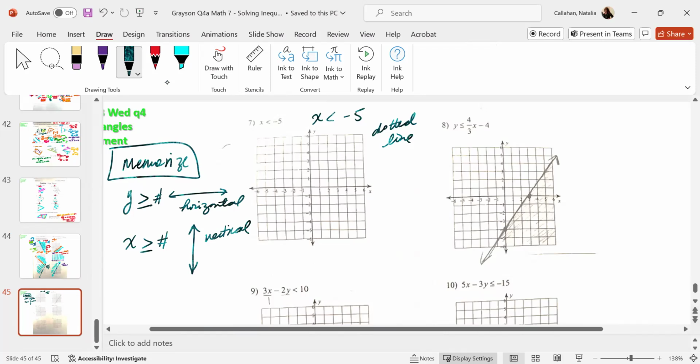Okay, pay attention. No, not hold up. Pay attention. This one's gonna be -5, and it's gonna be a dotted line. Now, for this one, you can't shade up or down, correct? But saying x is less than -5. If x is less than -5, which way do you shade? Right or left? Left. So you just need to make sense of it. Does that make sense?